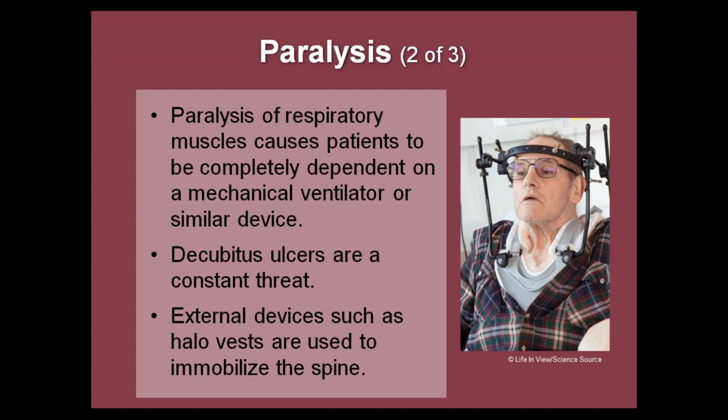A lot of times these patients have family, friends, caregivers, or even themselves that can help us understand how to use the pumps, these ventilators, so we can use them as a resource. These patients, like I said, could possibly have decubitus ulcers, and decubitus ulcers are a constant threat. External devices such as halo vests are used to immobilize the spine, as you see in this picture here. So this patient could present a little more of a challenge in moving them.